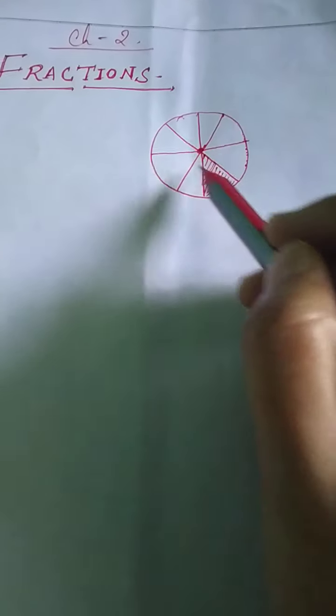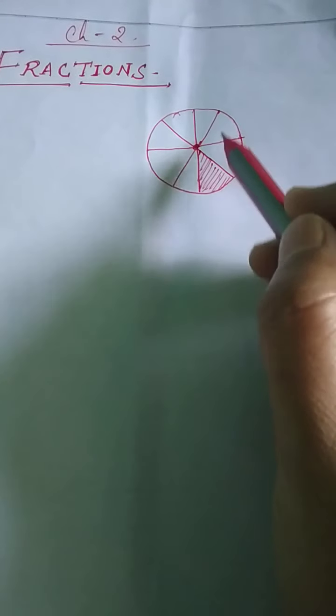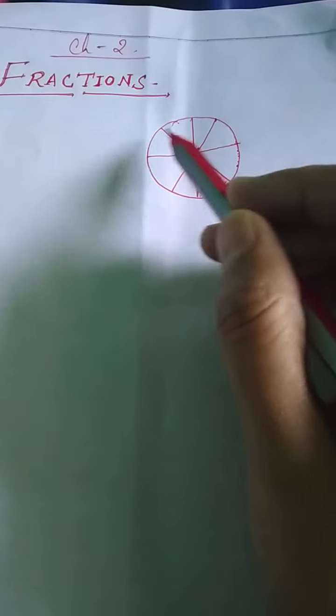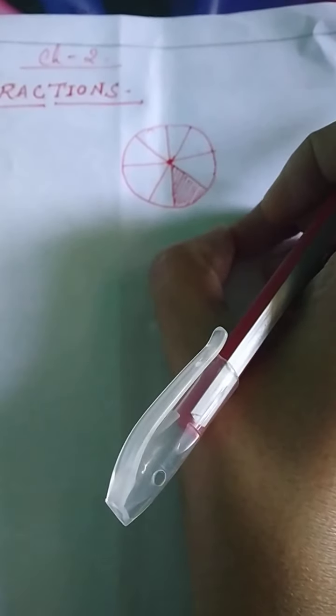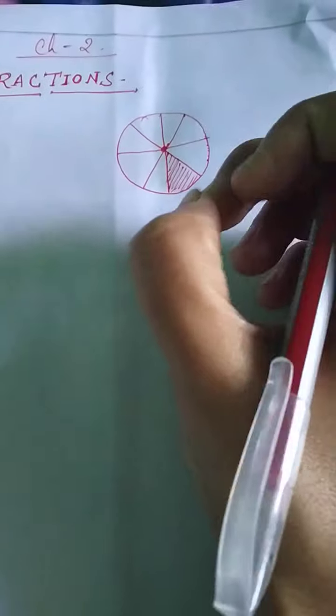What is a fraction? You will understand a fraction better if you see this figure properly. Suppose this is a cake, and we have cut this cake into these parts. How many parts are there? 1, 2, 3, 4, 5, 6, 7, 8. A total of 8 equal parts are there in this cake. And you want to eat one part of it. So I have taken out this part and eaten it.